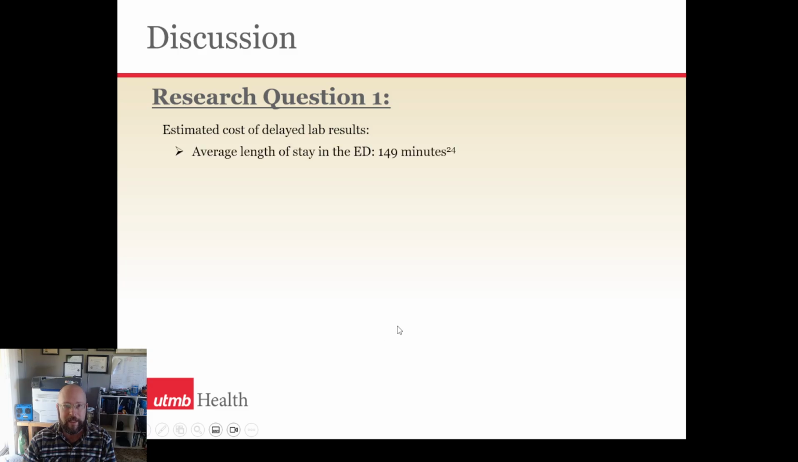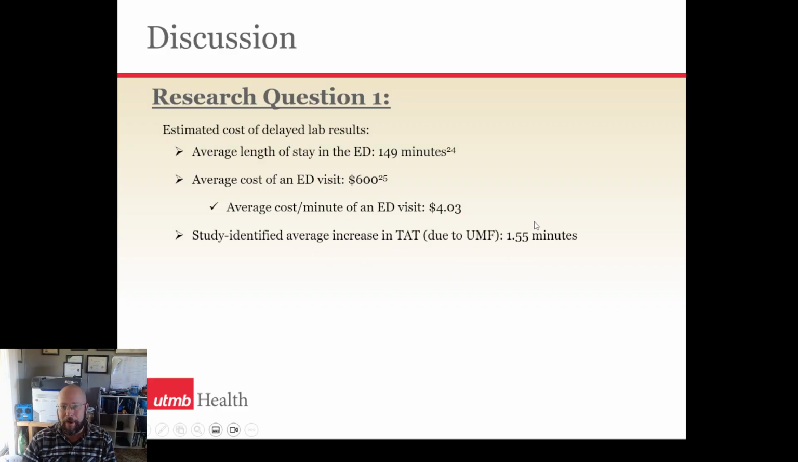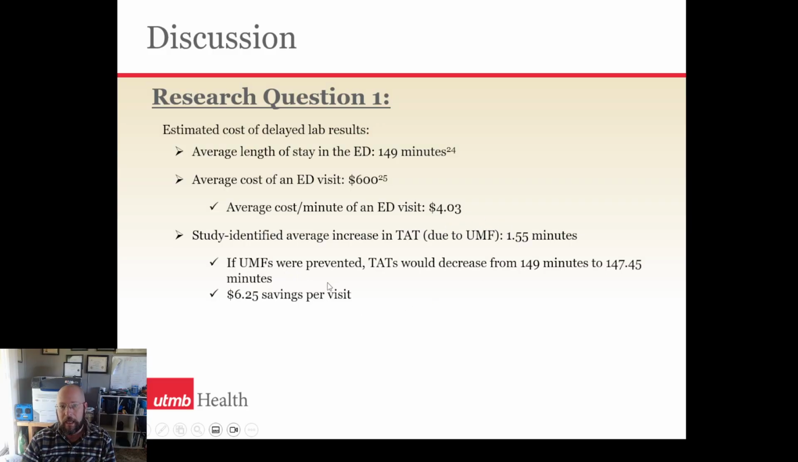So if we do a quick estimation, average length of stay in the ED is 149 minutes. Average cost is $600 per visit. Remember, some of these are going to be extraordinarily high, and some of these are going to be a pretty low cost, but the average cost was $600. If we calculate the average cost per minute, it's about $4 per minute. We saw about a minute and a half of increased turnaround times due to mechanical failure. And if we had prevented those mechanical failures, identified the mechanical failures and fixed them, turnaround times would decrease from this 149 minutes to 147.45 minutes on average, about a $6.25 saving per patient.